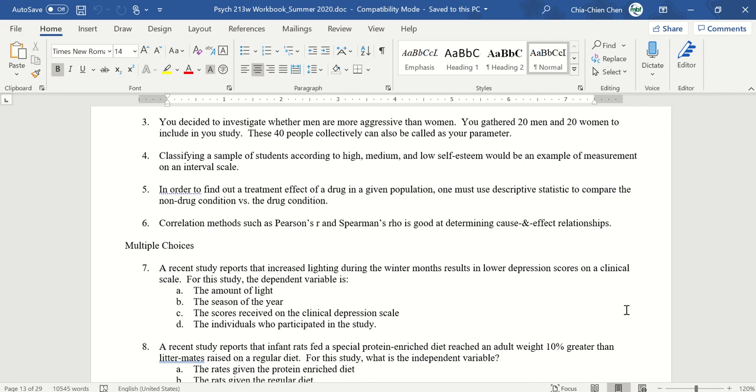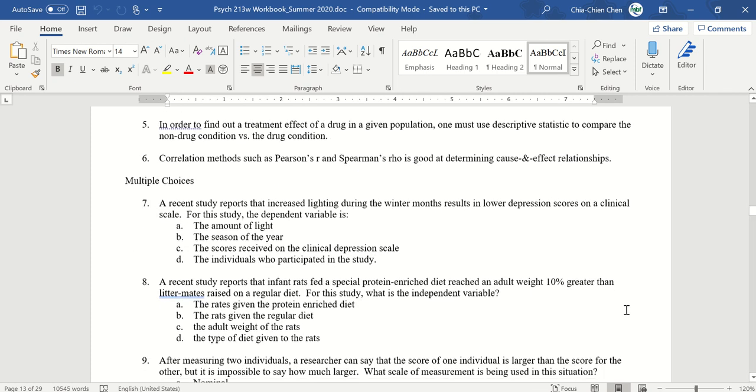Okay, number six, correlation methods such as Pearson's r and Spearman's rho are good at determining cause and effect relationship. Okay, this is also false. You learned in stats that correlation has no bearing on cause and effect. It only tells you that when one goes up, the other one also goes up or down.